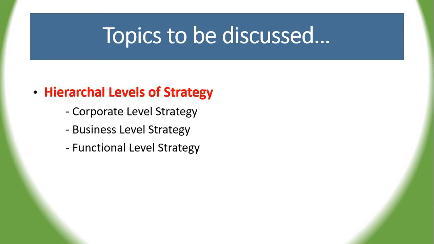Dear students, last time we talked about the hierarchical levels of strategy. It means a strategy can be formulated and implemented at three levels: corporate level strategy, business level strategy, and functional level strategy. In our previous video lecture, we talked about corporate level strategy, and also we explained one type of the corporate level strategy. That was the growth.